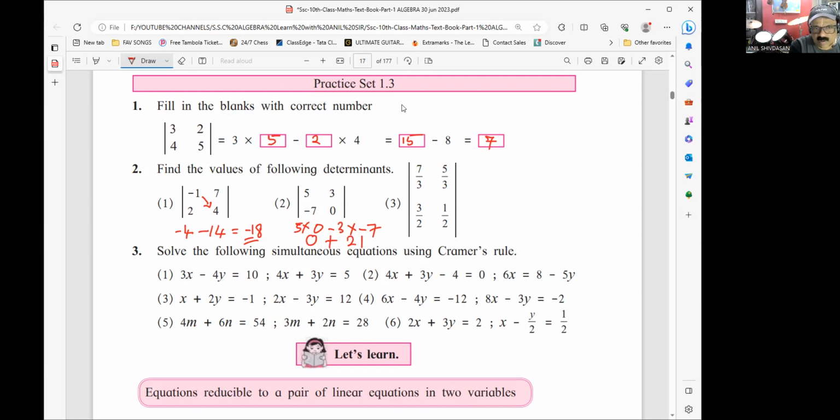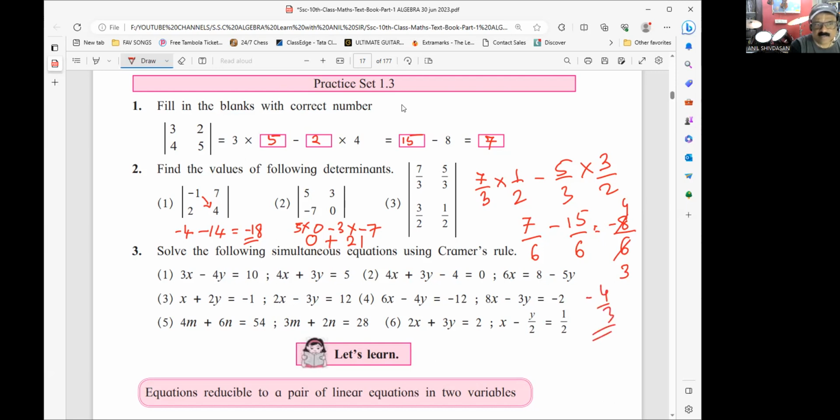The third one, just follow the same rule. 7 by 3 into 1 by 2 minus 5 by 3 into 3 by 2. So what you get is 7 upon 6 minus 15 upon 6. 7 minus 15 is, I think, minus 8 upon 6. 2 threes are 6, 2 fours are 8. So the value of the third one is minus 4 upon 3.